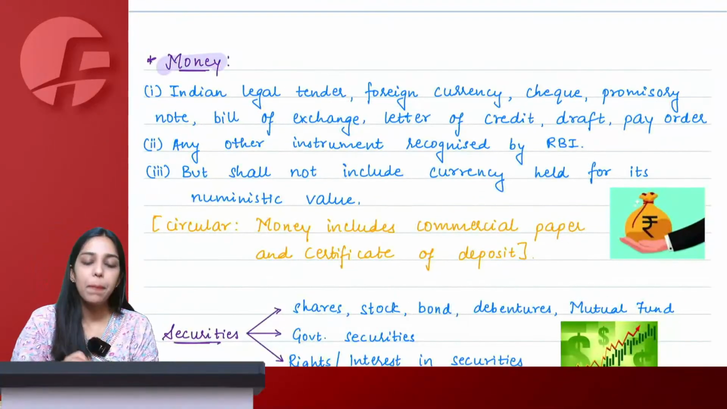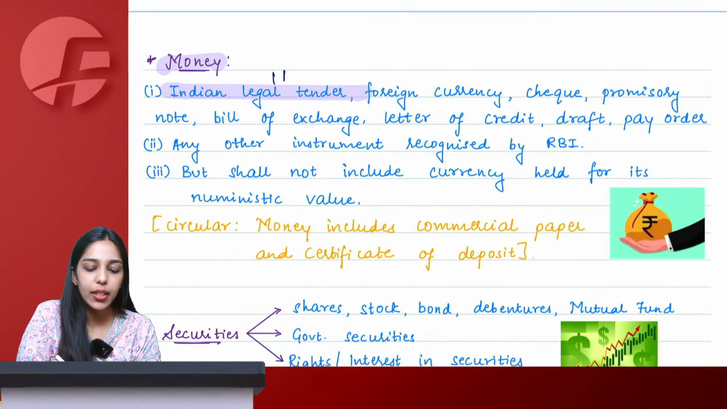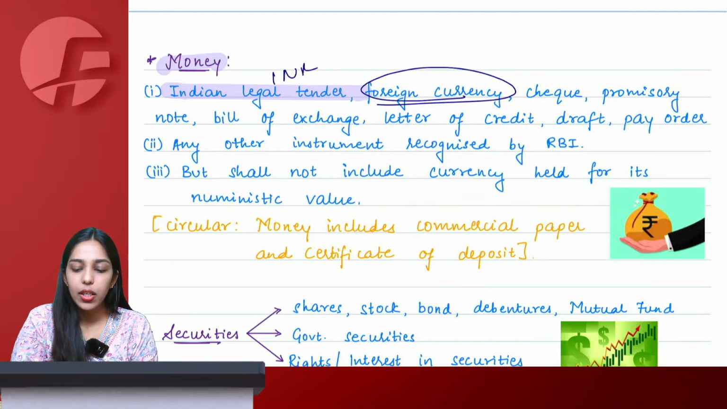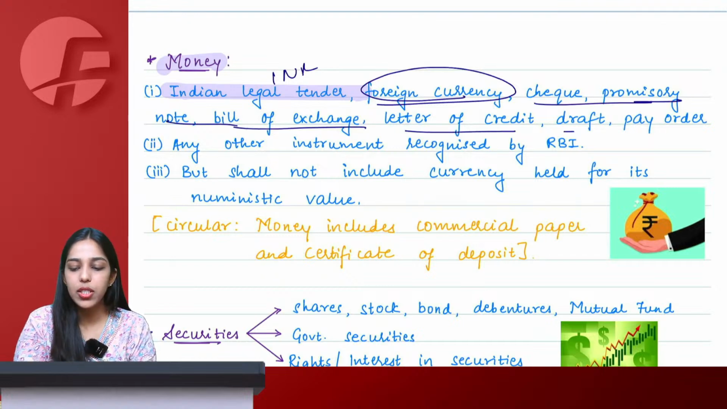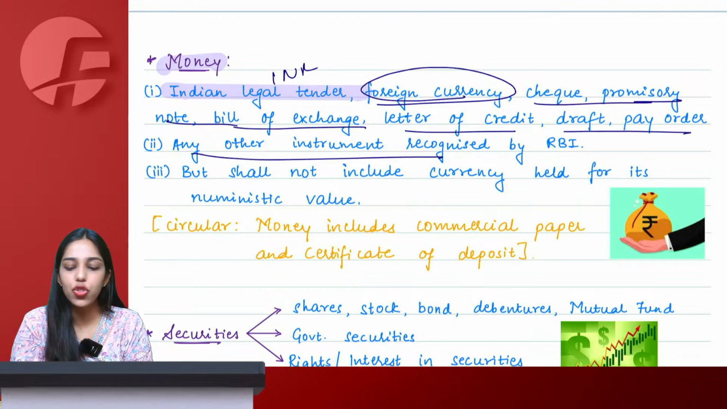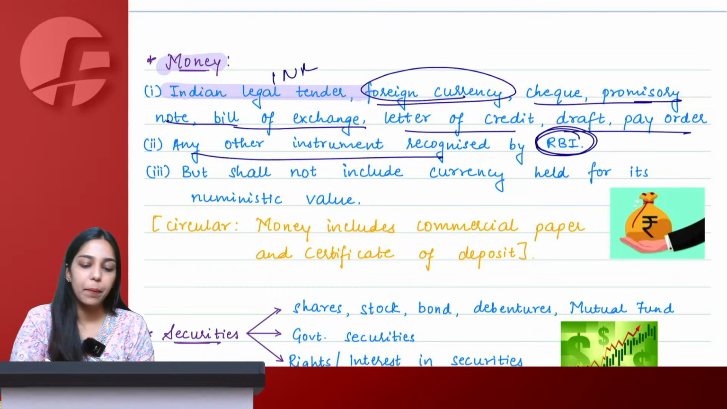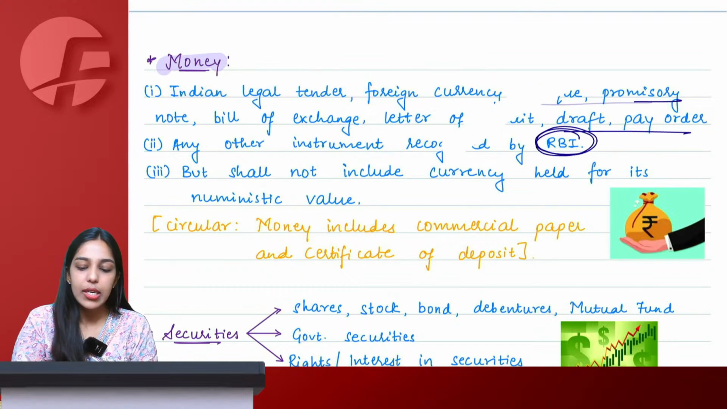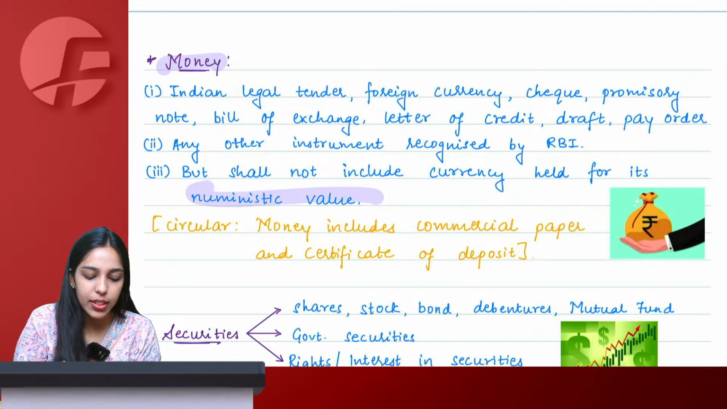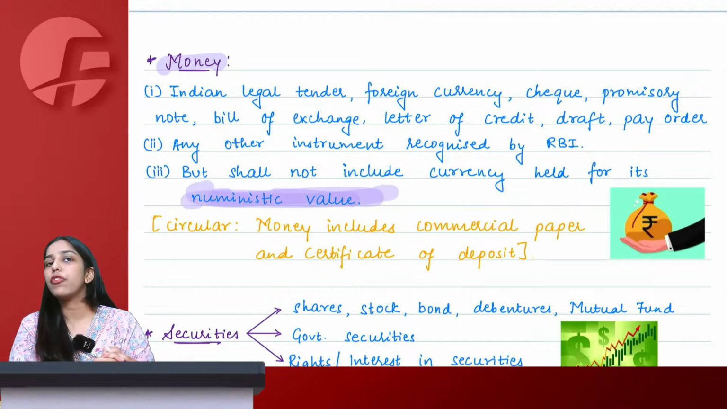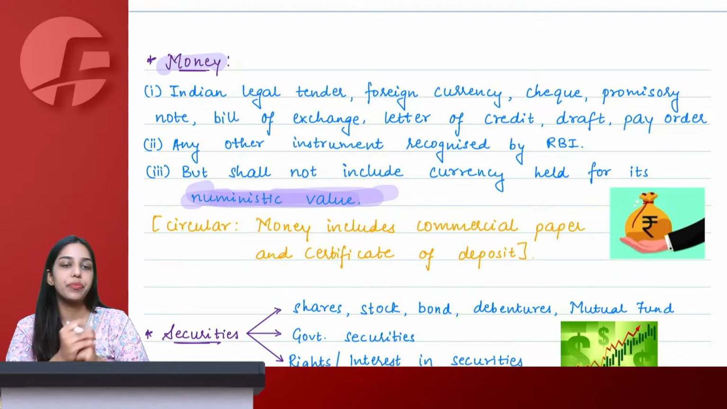What is money? Indian legal tender, which is INR, foreign currency, cheque, promissory note, bill of exchange, letter of credit, draft, pay order, any instrument that is recognized by RBI. But it will not include something that is held for its numismatic value. Can any one of you tell me what we understand by the term numismatic value?